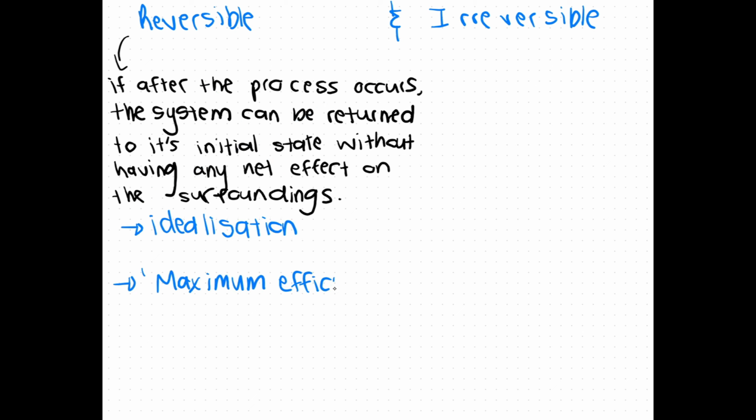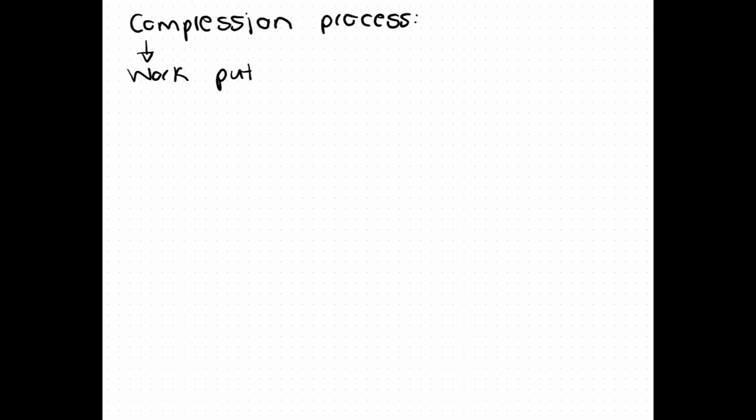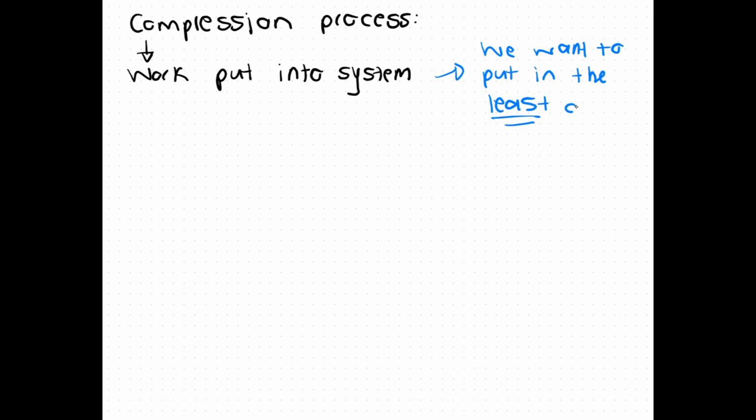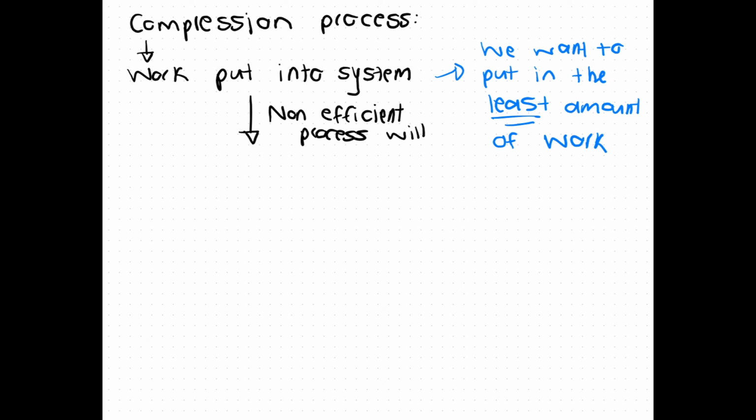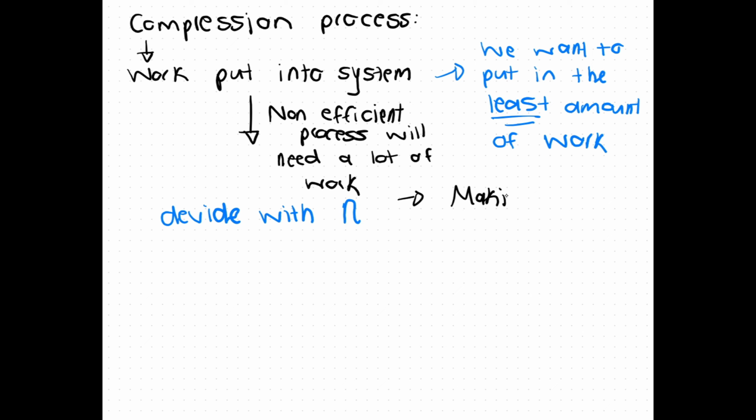If a question uses the words maximum efficiency, you know that you can base your calculations on a reversible process. Then, to get the real values for work or heat, you can just multiply or divide with the efficiency percentage. To know when to divide or multiply, you can remember this. If your process is a compression process, work is put into the system. To make this process efficient, we would want to do the least amount of work. If we know our system is not 100% efficient, we would have to divide with the efficiency percentage, making the work more and thus less efficient.